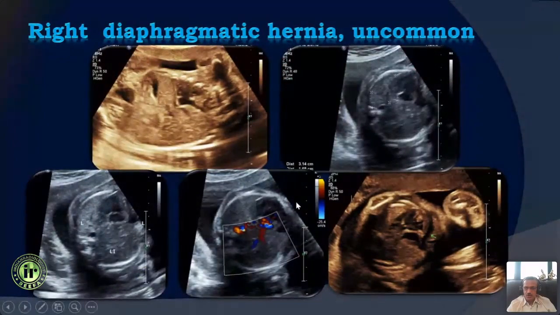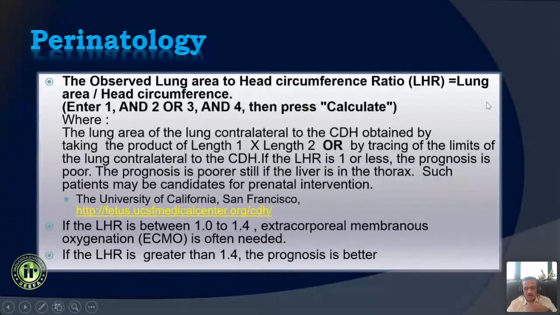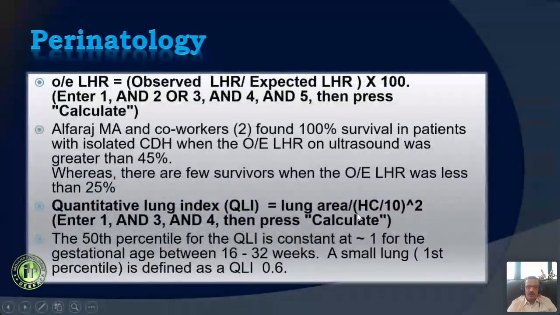Right-sided diaphragmatic hernias are not common in practice, but we might see them occasionally as well. So again, for prognosis, besides the contents of the hernia, we do have some measurements which have been there for quite some time. One which is very popular is the LHR, or the lung to head ratio. There are new measurements which have come up. We can also do the observed to expected LHR, and if this is more than 45%, it is good.